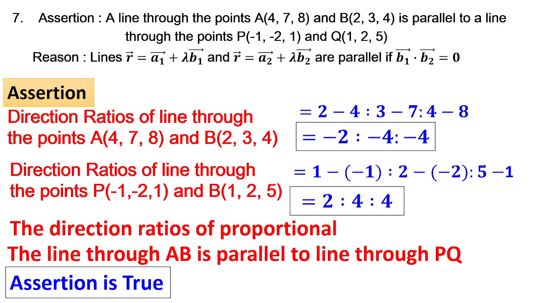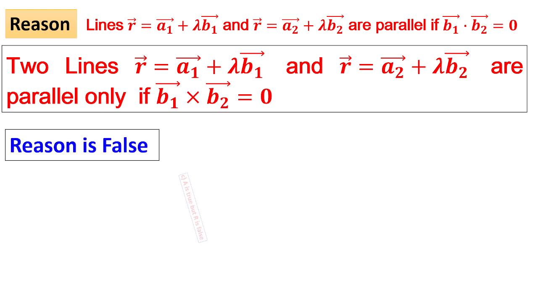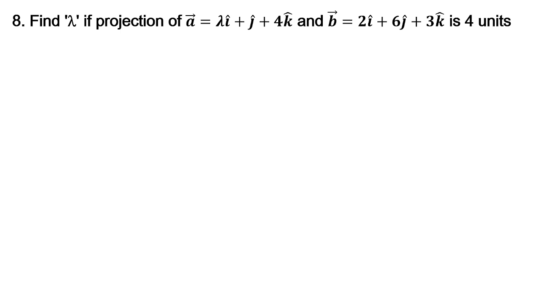In the reason, it is given that the lines are parallel if vector B1 dot vector B2 is equal to 0. But remember, the condition for parallel nature is cross product 0, not dot product 0. Therefore, the reason is false, where A is true, but R is false. Go to question number 8.